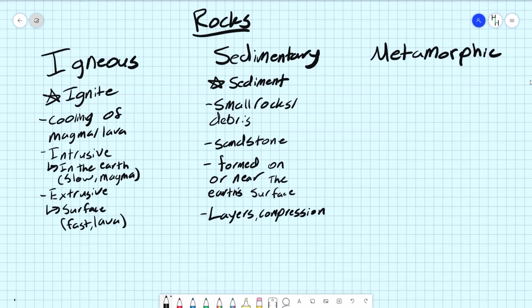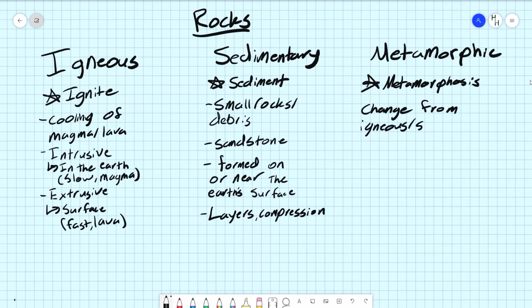Finally, that leads us to metamorphic rocks. And just like for igneous and sedimentary rocks, the clue is in the name for this. And the word that we're going to focus on is metamorphosis. We're going to be thinking about change. That's because these rocks change from igneous rocks or sedimentary rocks into metamorphic rocks. Metamorphic rocks aren't just formed on their own like igneous and sedimentary are. They have to undergo this change.